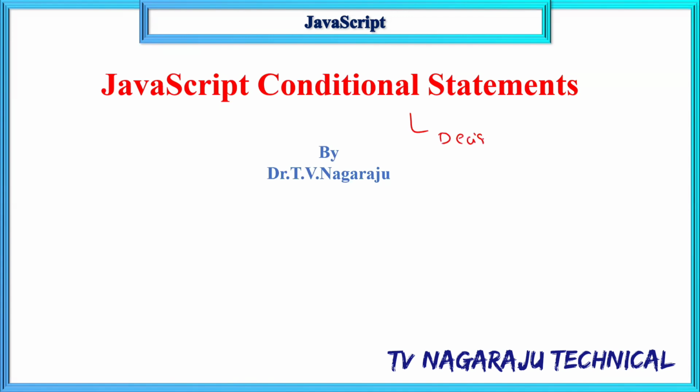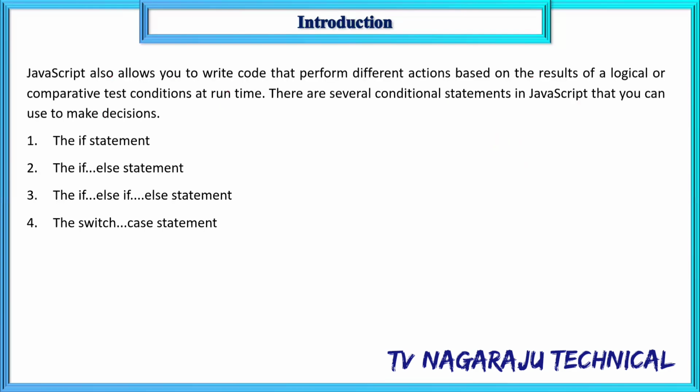These are also called decision-making statements. What is meant by these decision-making statements? Generally, we write a set of code, and all the code is executed in sequential fashion. The purpose of a decision-making statement is to execute some set of code based on some condition. Instead of blindly executing the entire code, the code is executed based on a condition.